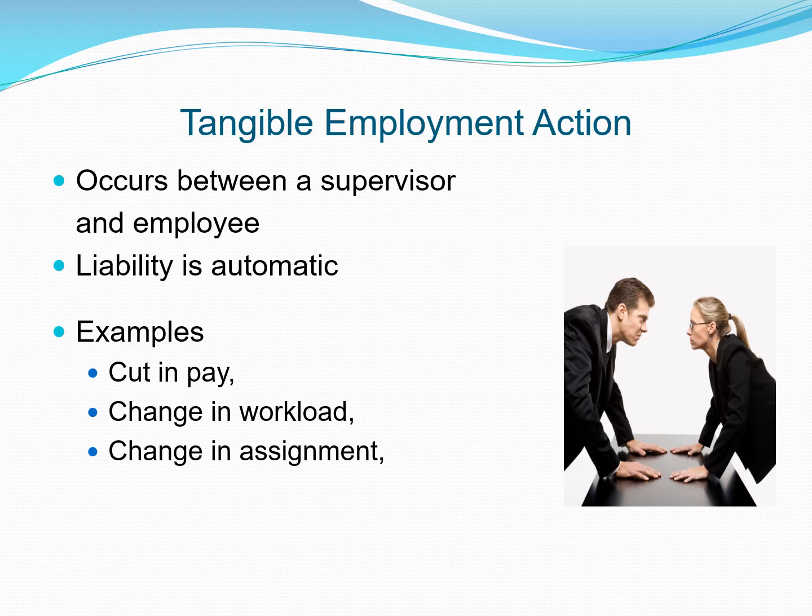Here, for tangible employment action, the liability is automatic. Remember, employers will be held strictly liable if there's tangible employment action. That was part of our slide where it had the federal and California state side by side. So this was on the California state side that the liability is automatic. Some examples of this would be a cut in pay, maybe a change in workload, or a change in assignment.